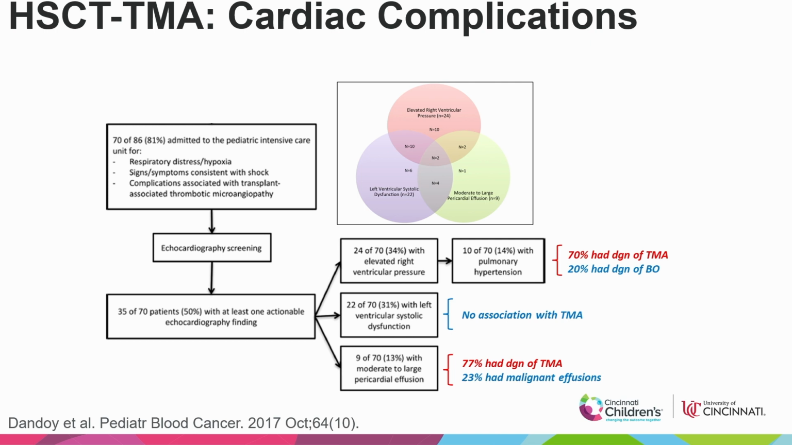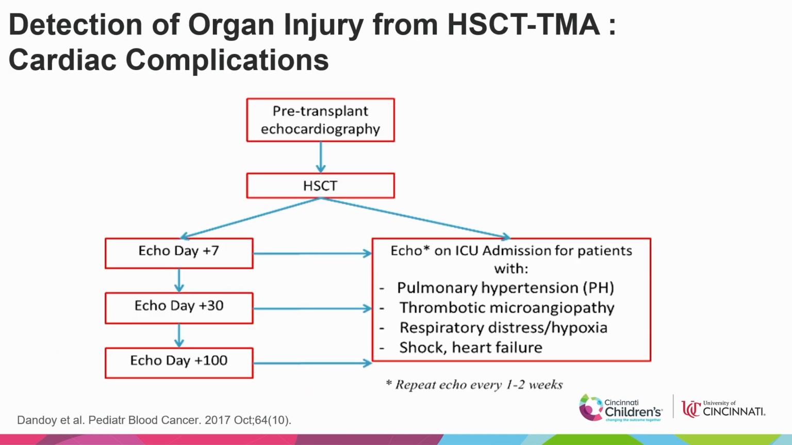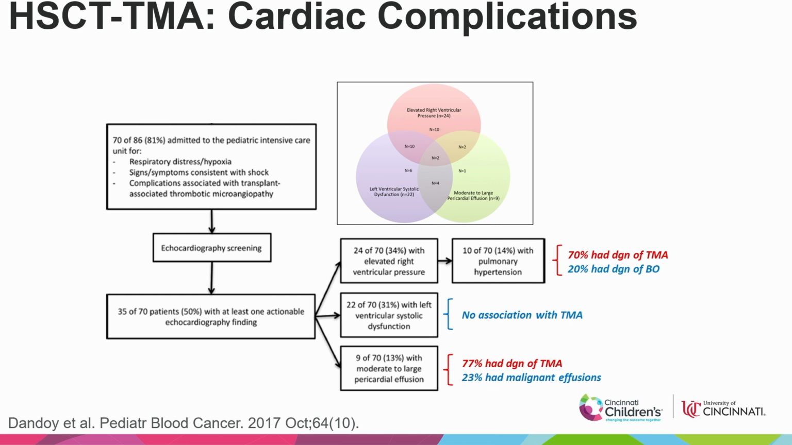But then we broke it down. Oh, did I break it down? Nope. We broke it down a little bit more, and the pulmonary hypertension and the pericardial effusions were in the TMA patients, but the LV dysfunction were all completely septics and shock and that kind of thing, unless they had right ventricular compromise.